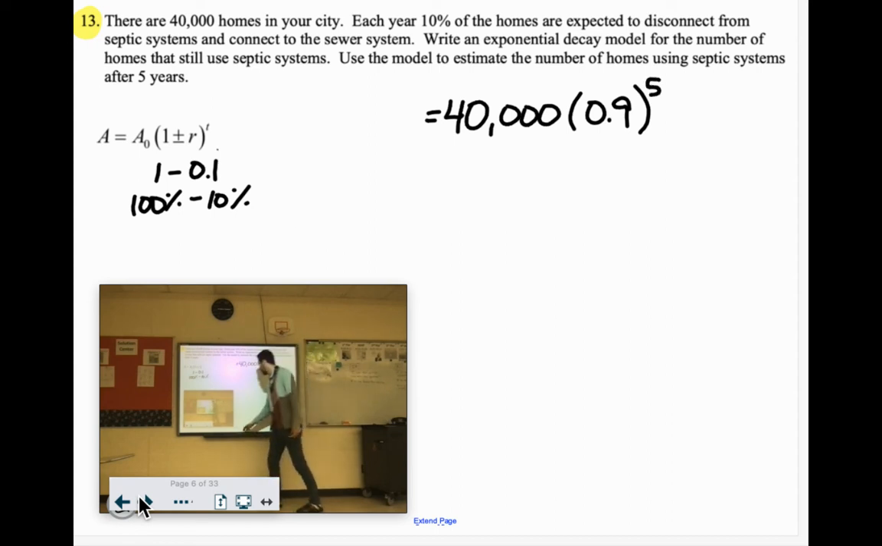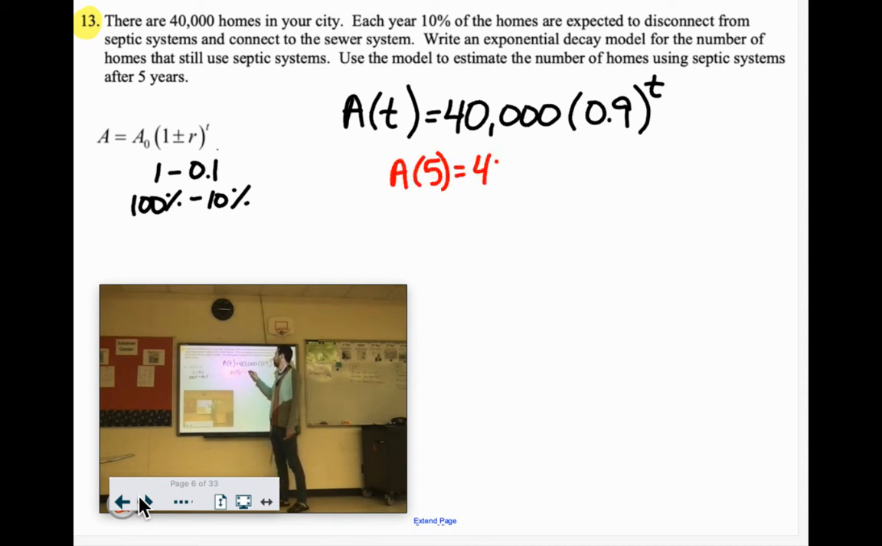Oh, first I just had to write the model. Oh, okay. So 40,000 times 0.9 to the t power initially, we'll say equals a of t. There's our function. Now we have to evaluate that function for 5. So a of 5 equals 40,000 times 0.9 to the 5th power.